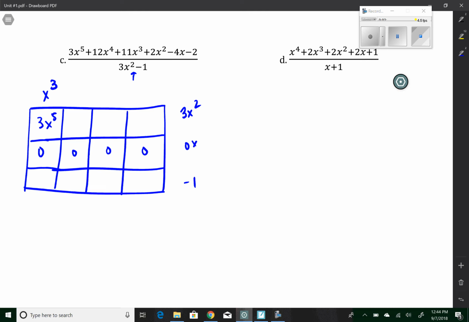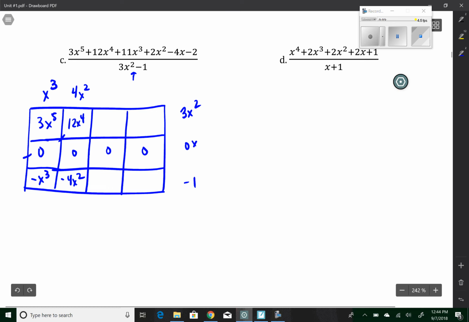Next term I want to create is 12x to the 4th. So I have 12x to the 4th. That would combine with nothing, so there we go. So this becomes 4x squared. I know this is negative x cubed down here. I know this is negative 4x squared down here. So we're just filling out our puzzle.